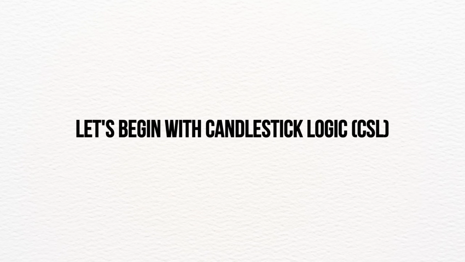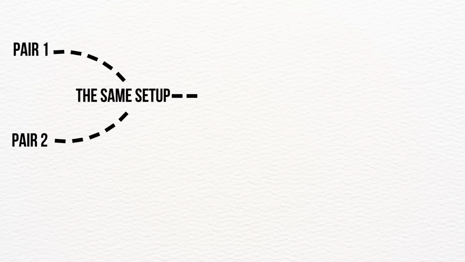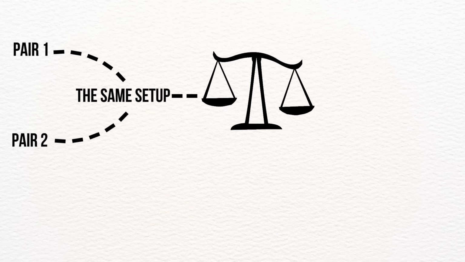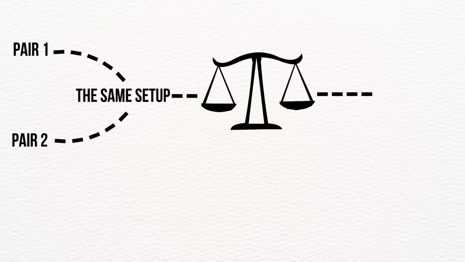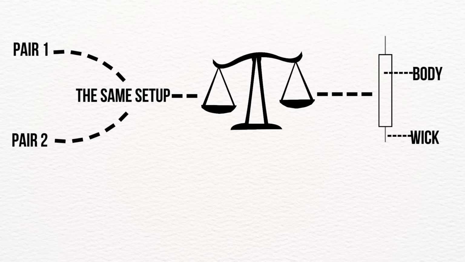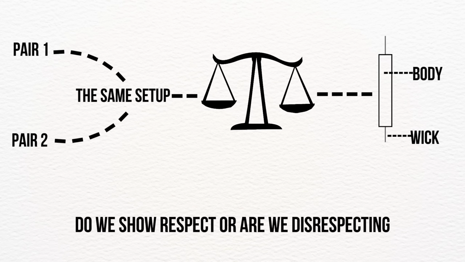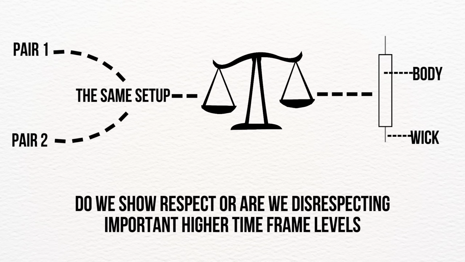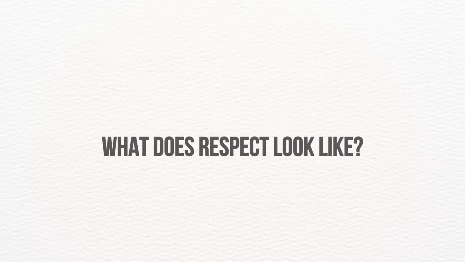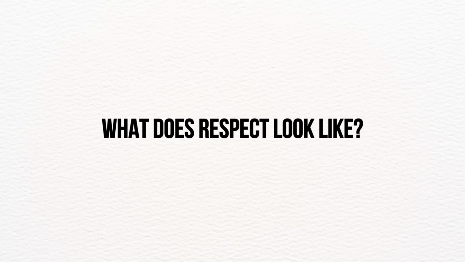So let's begin with candlestick logic, or CSL. If you're trying to trade between two pairs with the same setup, how can you pick the high probability pair for longs? We can simply look at candle bodies and wicks and note: do we show respect, or are we disrespecting important higher time frame levels? But what does respect look like in the first place?